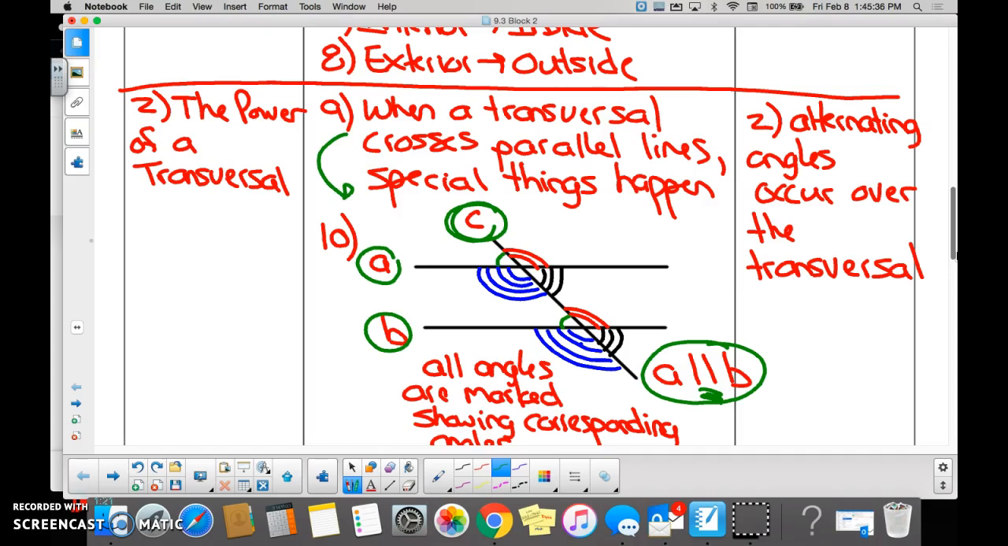So the special things are, if you look at where we have that one green mark, does everybody see where the one green mark is? Okay, so right here and right here. What is true about those two angles? They're corresponding, which means they're equal, and they sit in similar positions, right? So this green angle right here is above A and to the left of C, yes? And this green angle is above B and to the left of C. So they're sitting in very similar positions.